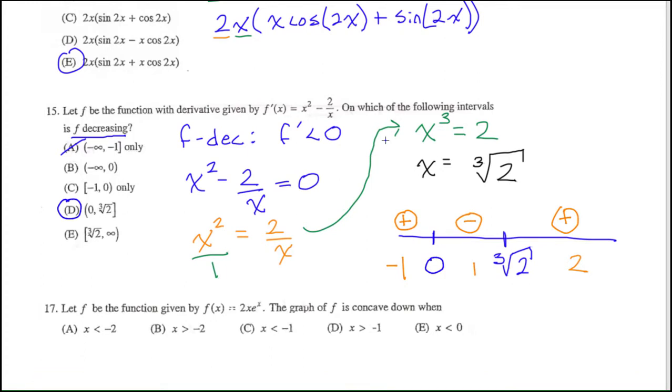So I need to write out the definition for the notes as well. CV is where f prime is equal to 0 or DNE. And that's the key part. And we'll write that in our notes as well. DNE at x equals 0 because of this x coordinate right there.